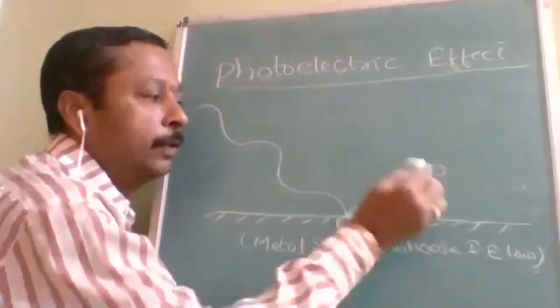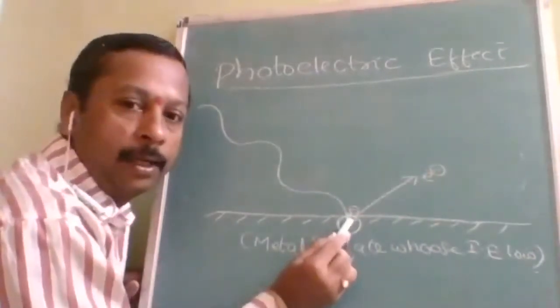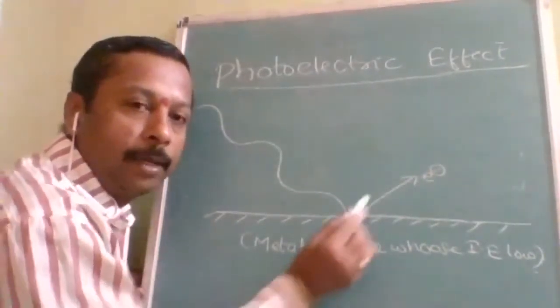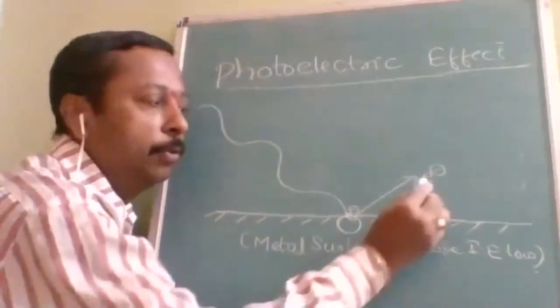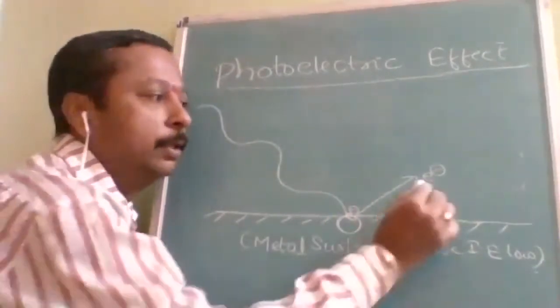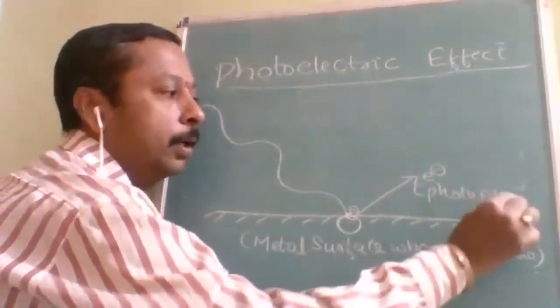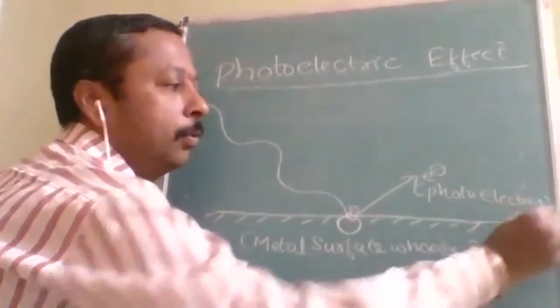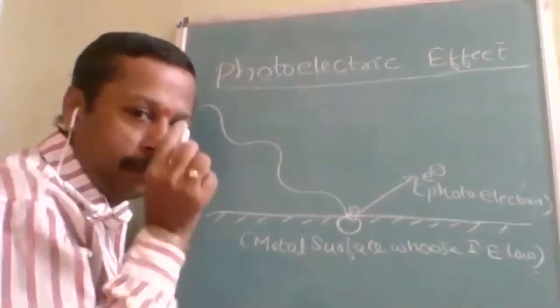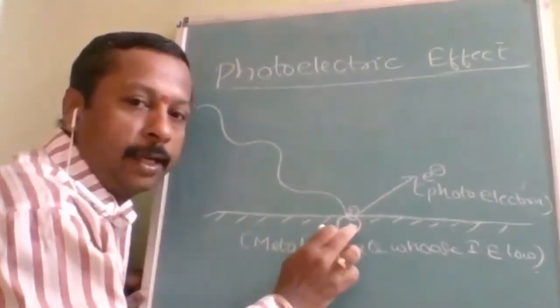That electron which is coming out, earlier it was called a valence electron, but after coming out, it is no more called a valence electron. This is called a photoelectron. What is it called? Photoelectron. So this is the photoelectron, and this is the valence electron.